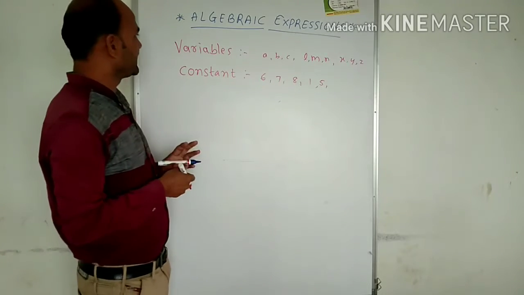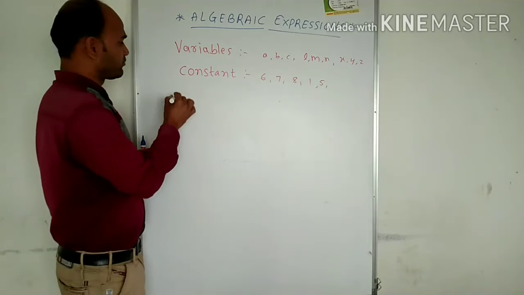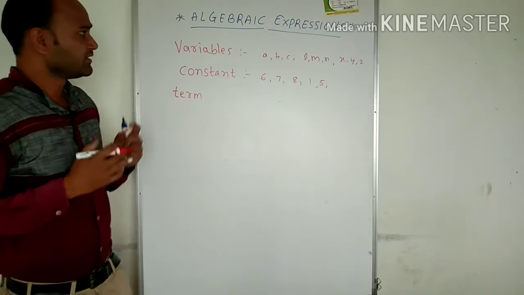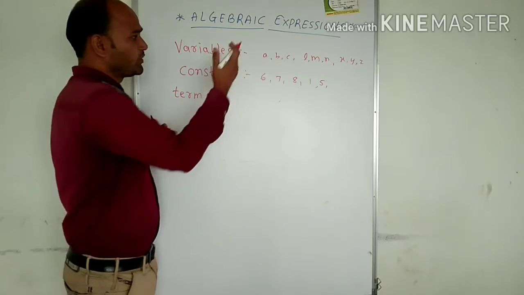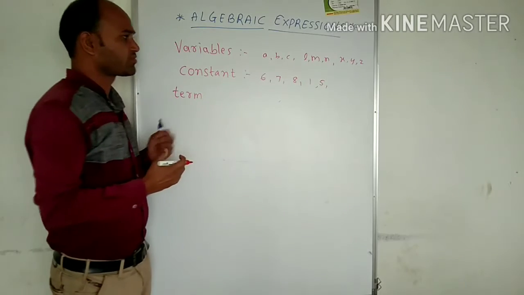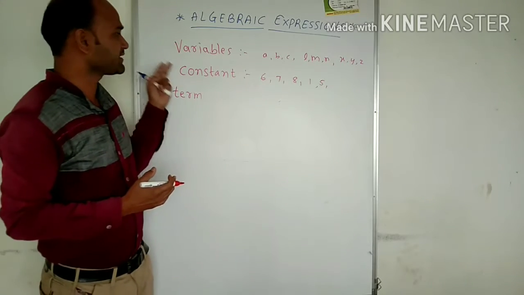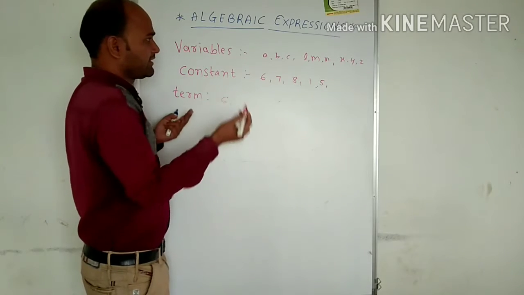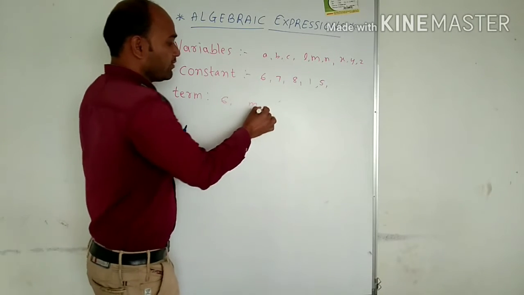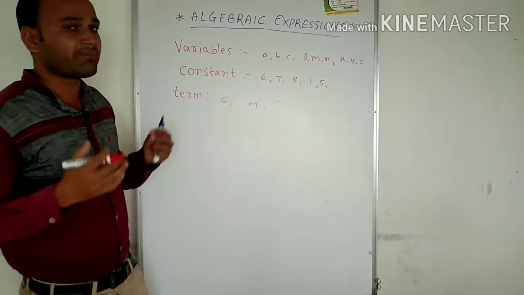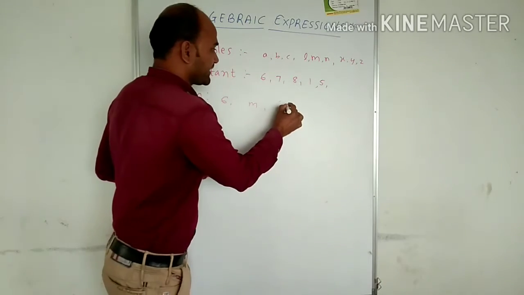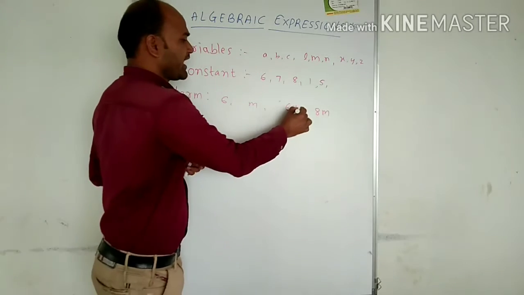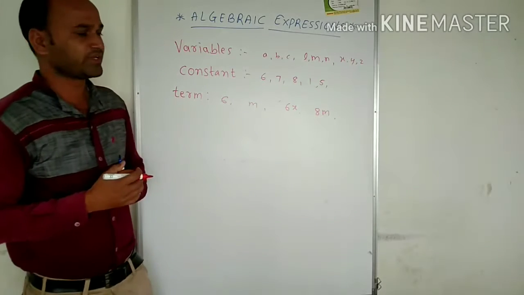So now the next point we are going to discuss is the term. What is a term? A term is either only the alphabets or only the numbers, constants. Only variables or only constants may be terms. We can also take both together, and they form terms too. For example, 6x, then 8m. Likewise, all these are terms.